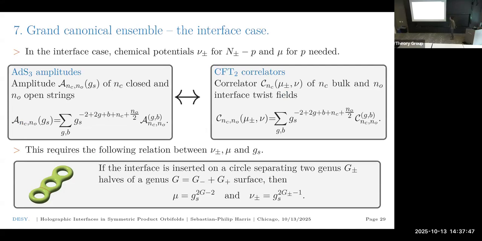And so what we show is that if you choose your chemical potentials to correspond to the quantities n plus minus p and the quantity p, so you introduce nu plus minus and chemical potential mu for p, and look at correlation functions in this setup with a single insertion of the interface on some genus G Riemann surface that splits into genus G plus and genus G minus halves.